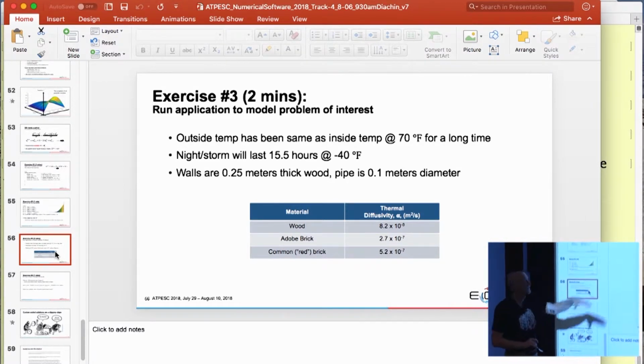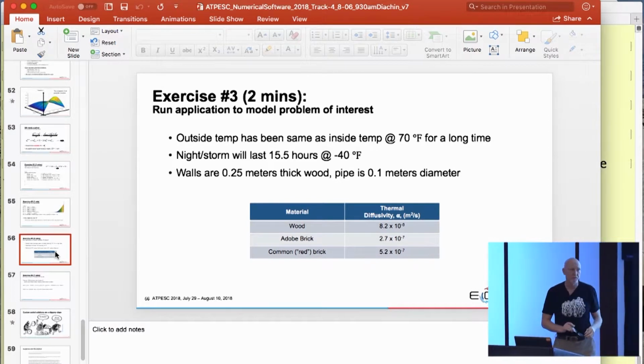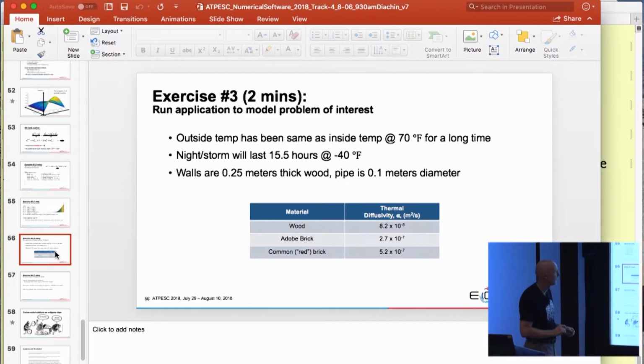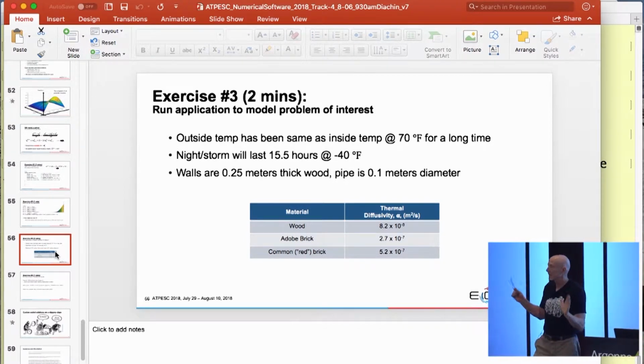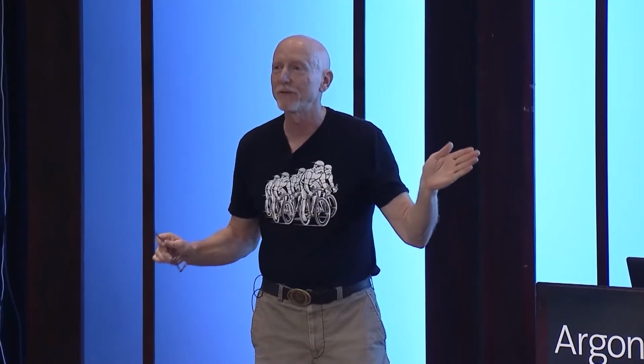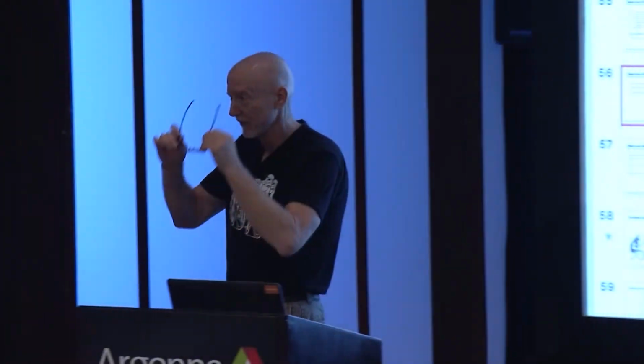Outside temperature has been for a long time in the past 70 degrees. So that's a hint about something. It's a hint about what the initial conditions should be. The storm is going to last 15 and a half hours, and let's just say for laughs, when it starts, it immediately drops to 40 degrees below zero and stays that way for 15 and a half hours. That's, of course, not the way real storms work, but let's just assume that. The walls are 1/4 meter thick, and the pipe is 0.1 meters in diameter. And here are some material, we're using wood in this case, so you've got some material diffusivity.